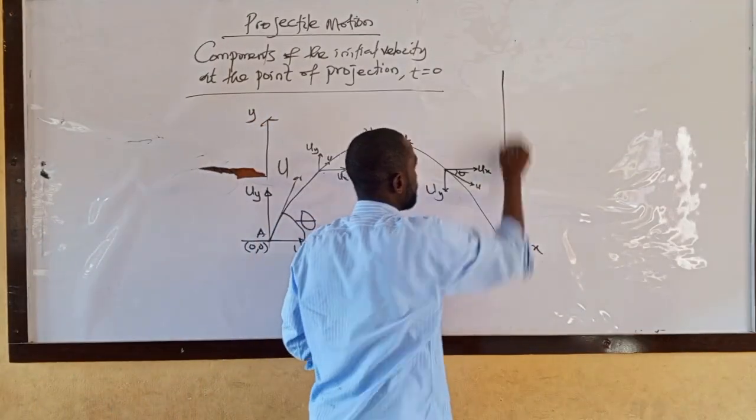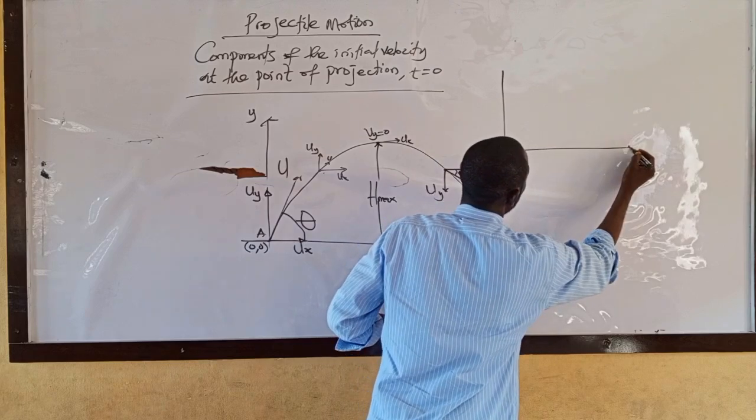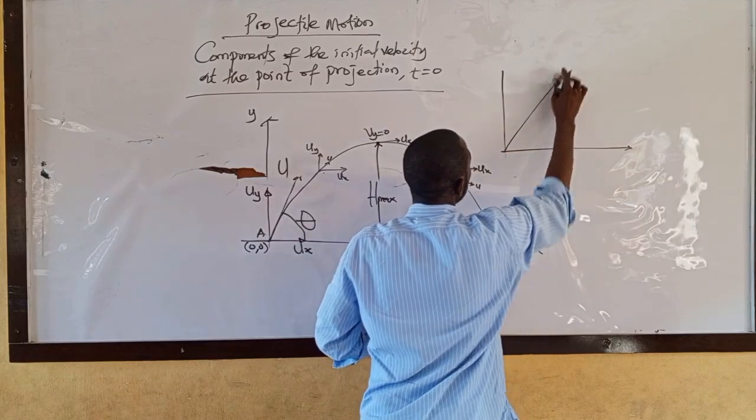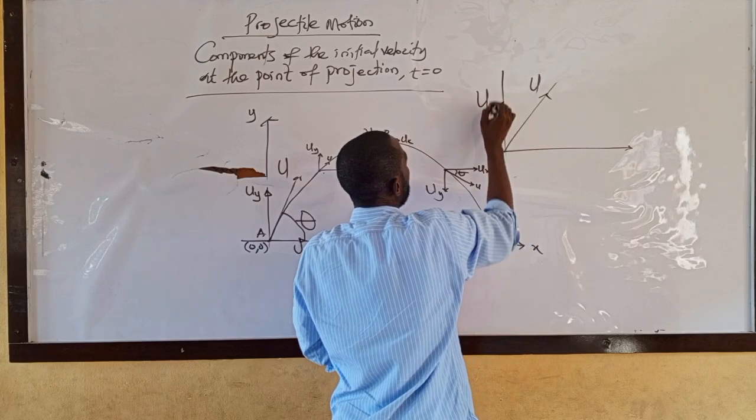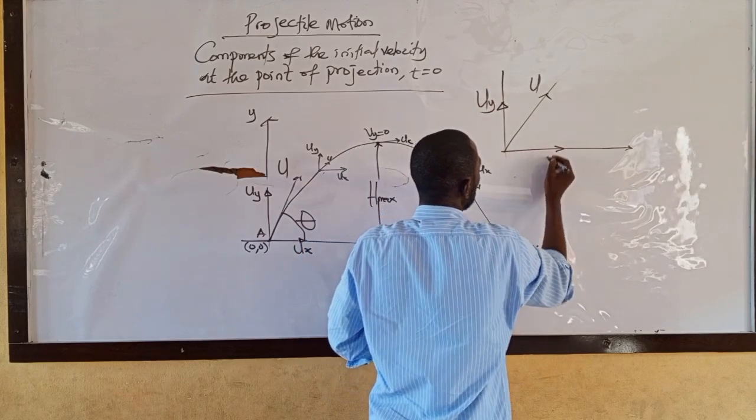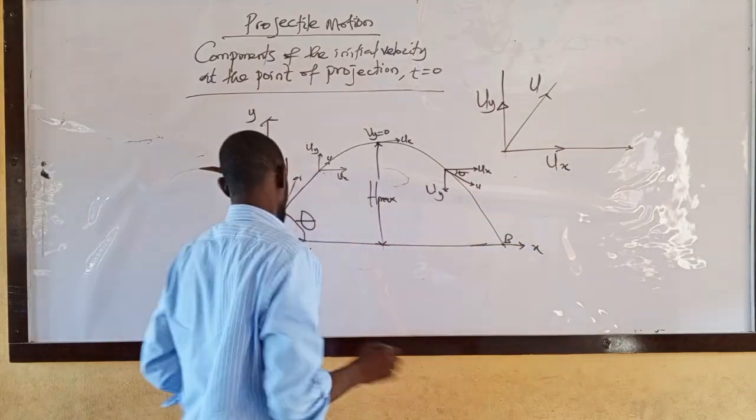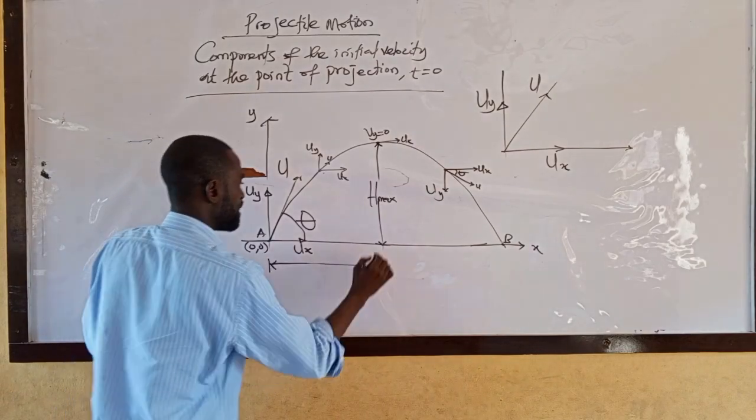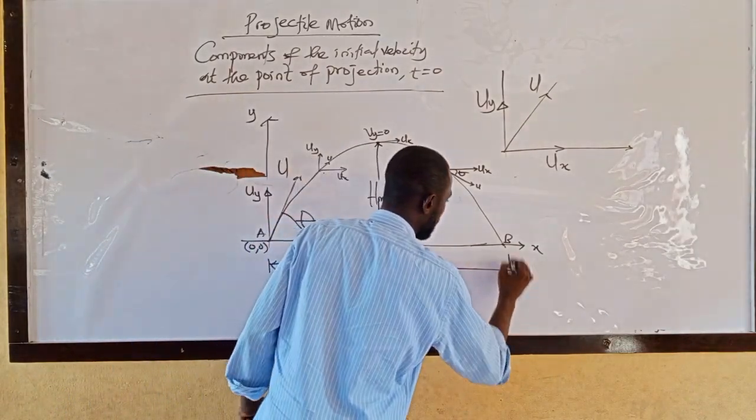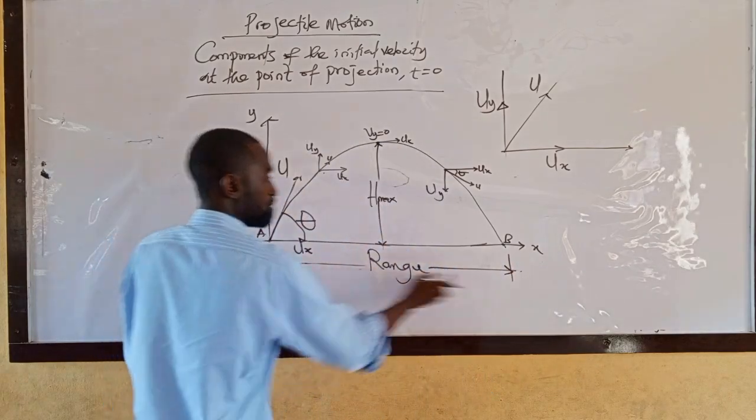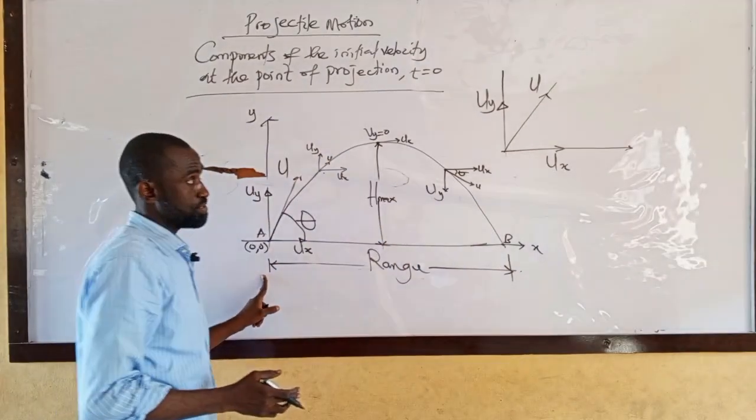We have our u, standing like this. We have u of y standing like this, and u of x standing like this. And mind you, from here to here is what we call the horizontal distance covered, which is the range. From here to here is our range.